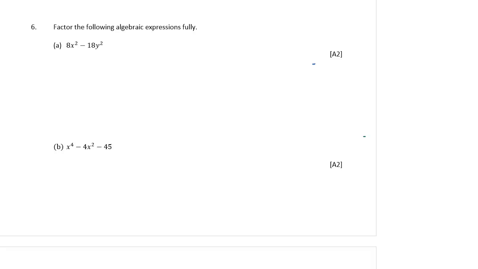Hello, in this video we're going to factor the following algebraic expressions fully. So the first question, we start off by factoring out the common factor 2. We're left with 2 times 4x squared minus 9y squared.